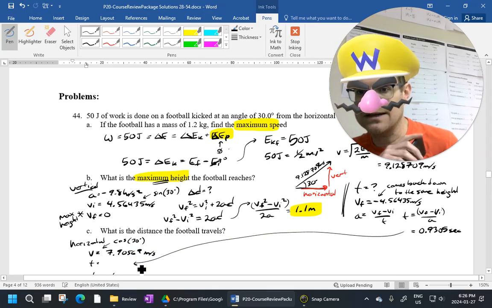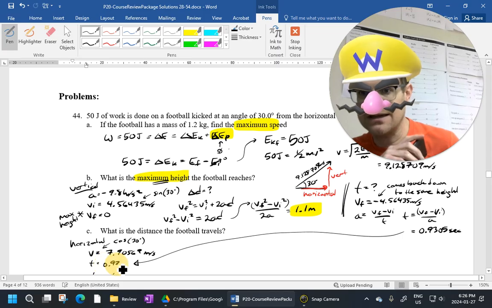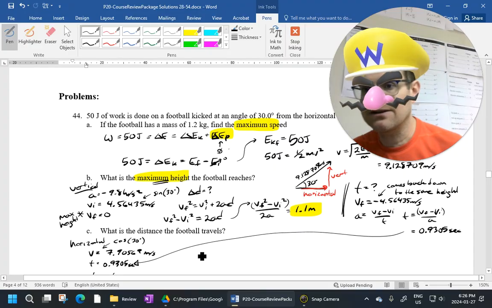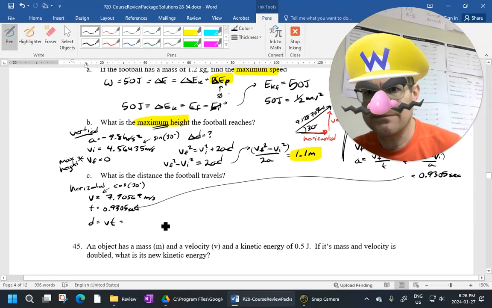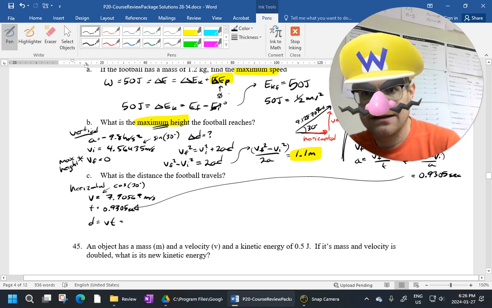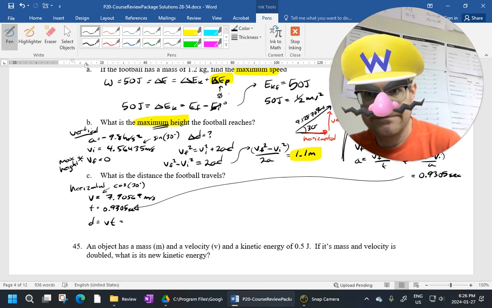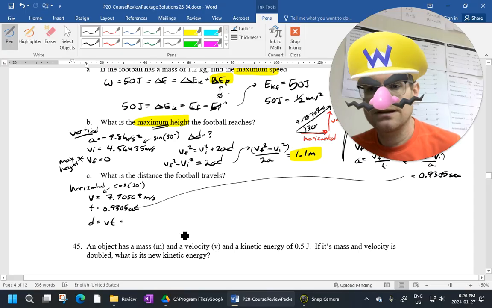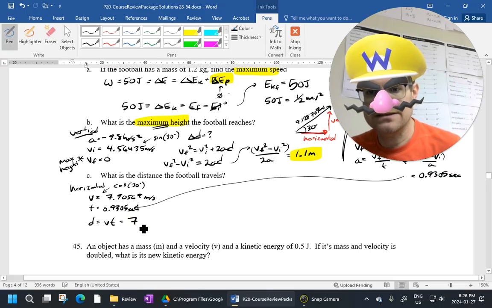So the reason I needed that is so I can use that all the way over here, in the horizontal direction, because the ball is going to be in the air horizontally the same amount of time as in the air vertically, because why would it not be? Okay, and then I take that time, times it by the velocity. And now I get a horizontal distance of 7 point.